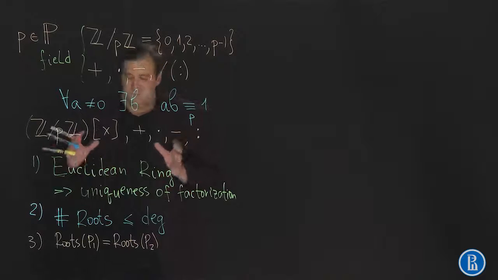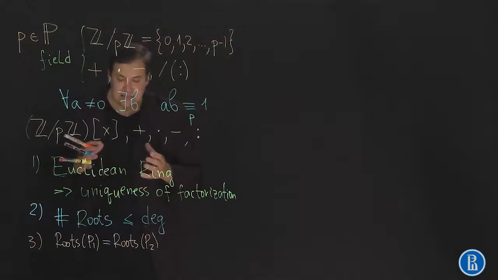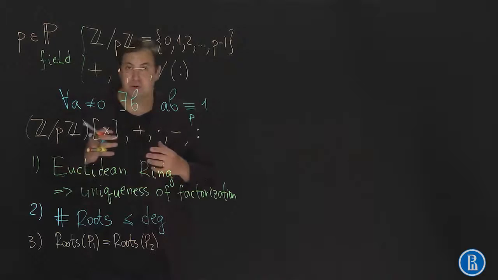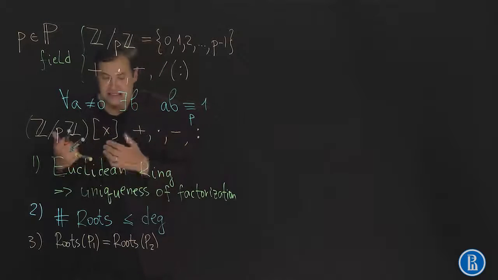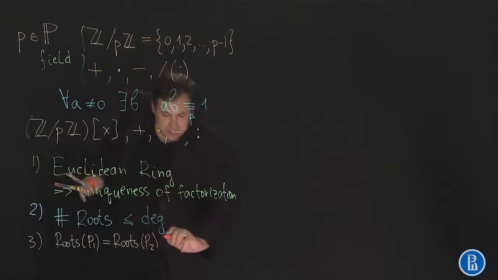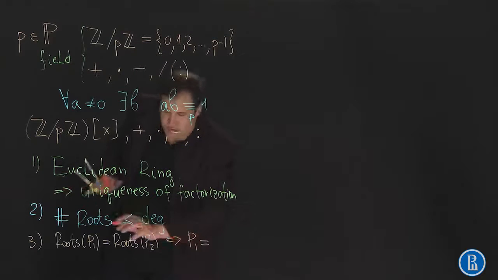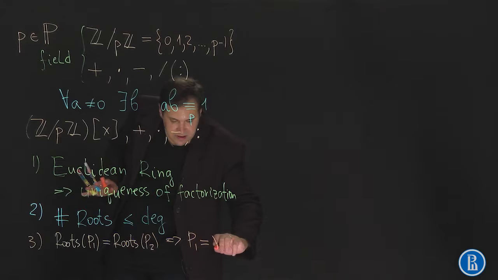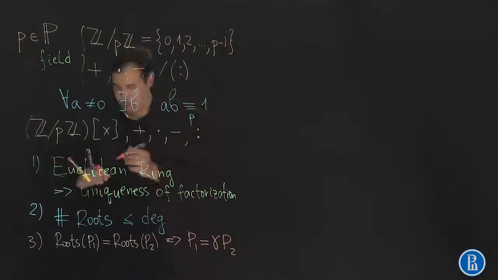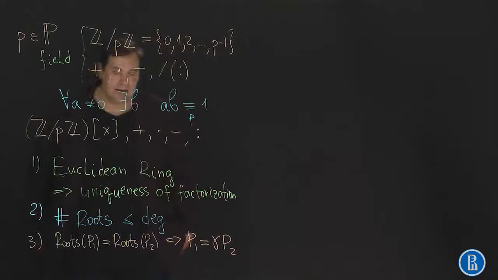So if the sets of roots coincide, then these two polynomials are proportional, which means that there exists an element of the field such that one of the polynomials is equal to this element multiplied by the second polynomial. Actually, the second polynomial multiplied by this element.